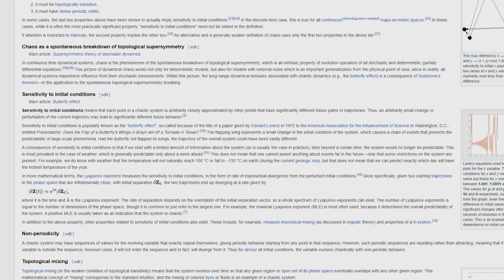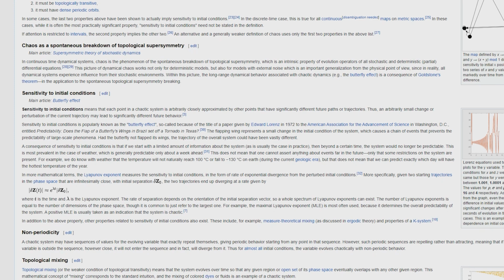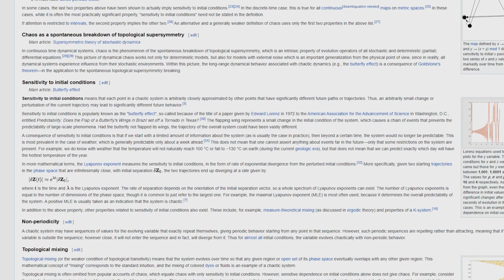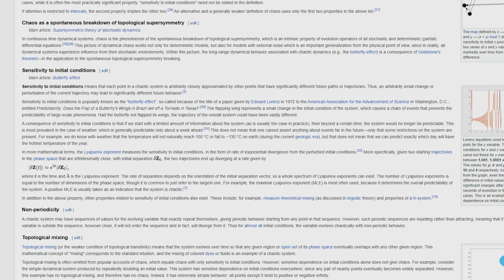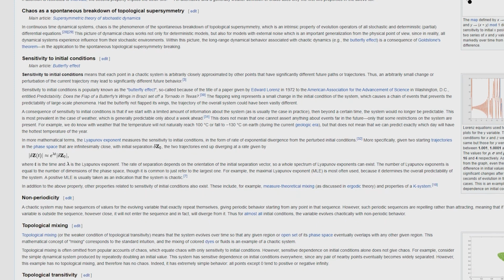The rate of separation depends on the orientation of the initial separation vector, so a whole spectrum of Lyapunov exponents can exist. The number of Lyapunov exponents is equal to the number of dimensions of the phase space, though it is common to just refer to the largest one. For example, the maximal Lyapunov exponent, MLE, is most often used, because it determines the overall predictability of the system. A positive MLE is usually taken as an indication that the system is chaotic.